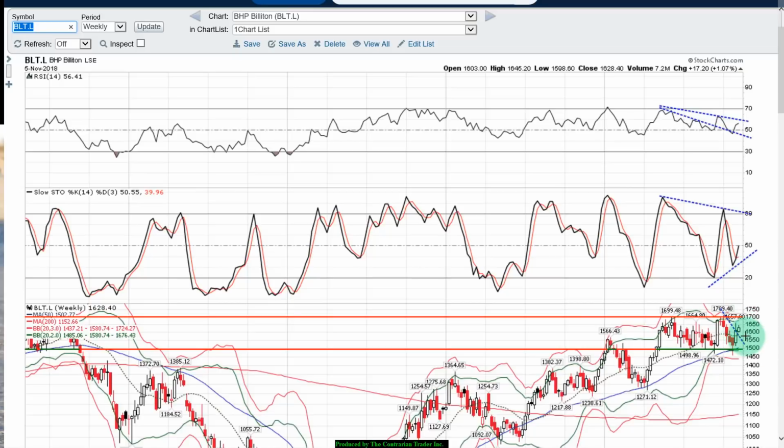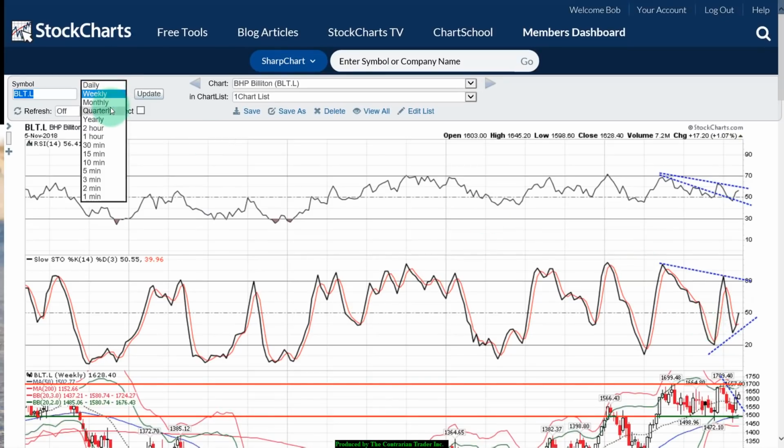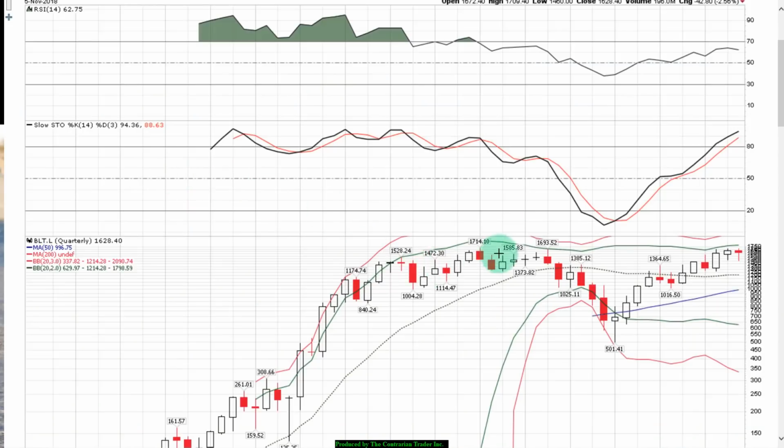I like the setup here, but I think we're going to get a pullback and a retest of the breakout point. So if you want to scratch the itch, I'd be okay with it. But I would wait because I bet you we're going to get a pullback and a retest of the support level. I would be a lot more aggressive if we close above 1709. That would appear to be a new all-time high. Actually, 1714 was.